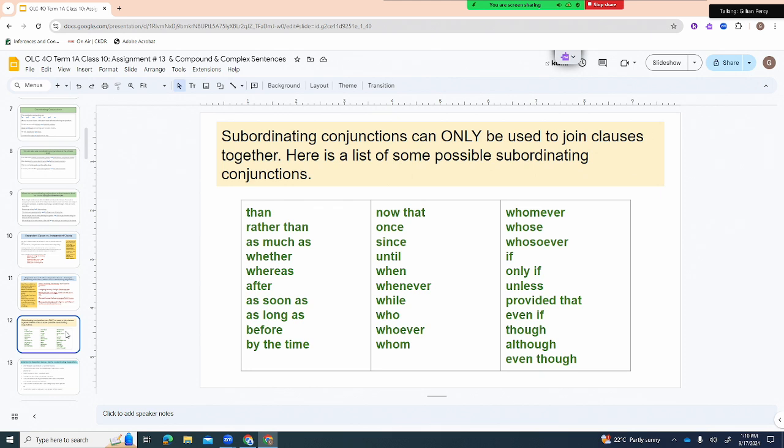Now, there are a lot of subordinating conjunctions. This is a list of some of the possible ones, okay? These are the only way you can join a dependent clause to an independent clause, okay? These are unequal clauses. I've got things like than, rather than, as much as, whether, whereas, or after, as soon as long as, before, by the time, now that, once, since, until, when, whenever, while, who, whoever, whom and whomever, whose and whosever, if, only if, unless, provided that, even if, though, although, and even though.